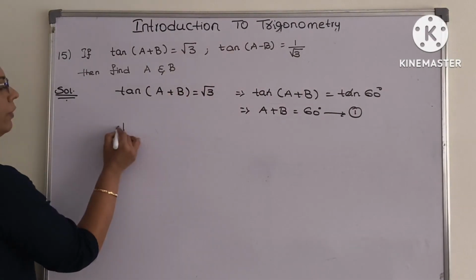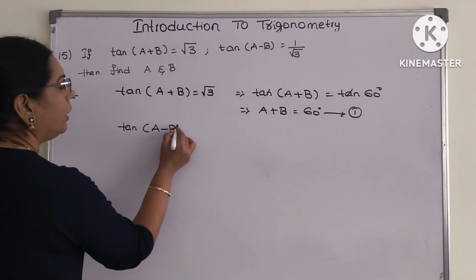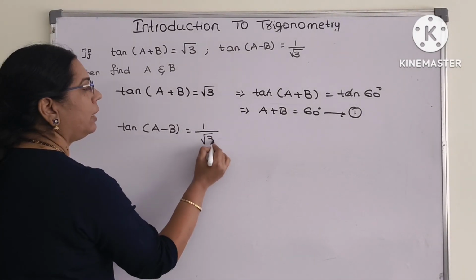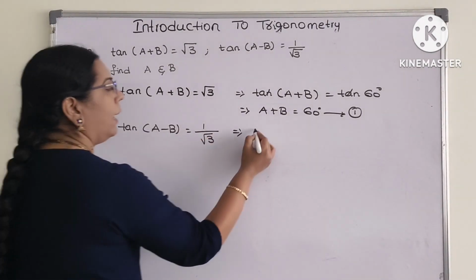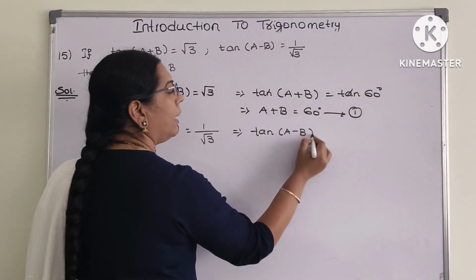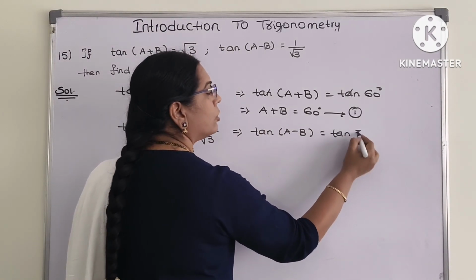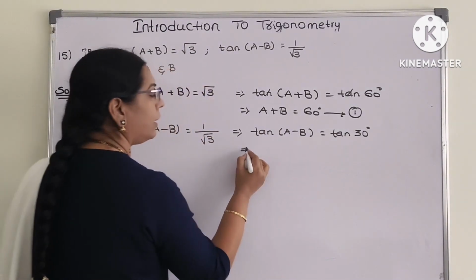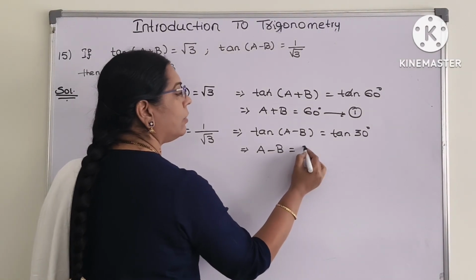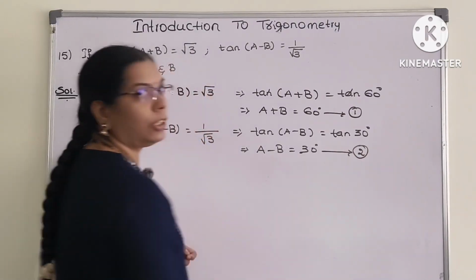Take the other value. Tan of a minus b is 1 by root 3. And we know tan of a minus b can be written as tan of 30 degrees, because 1 by root 3 is tan 30 degrees. What does this mean? This means that a minus b is equal to 30 degrees. Let this be equation 2.